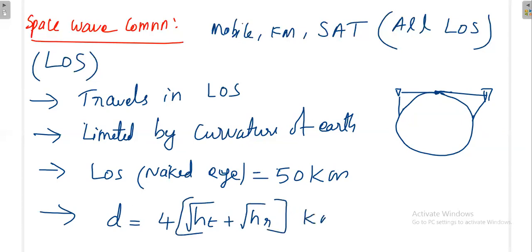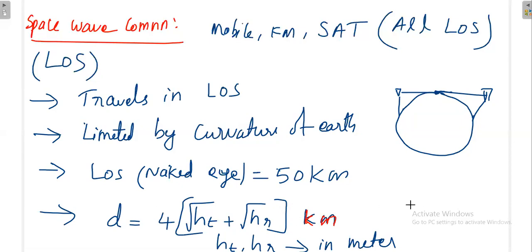Finally, you will get the answer in kilometer, but HT and HR you have to substitute in meter. Most possibly they will give it in meter only, because antenna height is mentioned in meters. Simply substitute here, and finally your answer will be in kilometer. You have to write this unit, kilometer. You will not get 10 power 3 and all. Whatever the answer comes, simply write kilometer. That is the concept of this one.